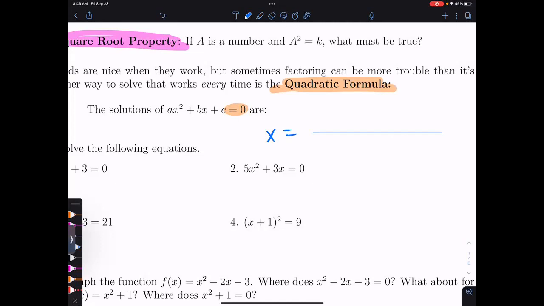Does anybody remember it? Negative b plus or minus the square root of b squared minus 4ac, over 2a. Do you actually remember? Did you look it up already? Oh, I learned it in school. Okay, yeah, right. Yeah, that's it. So you just take the coefficients a, b, and c, you mush them together in this way, and you do some arithmetic, and Bob's your uncle, you get solutions, as if by magic.